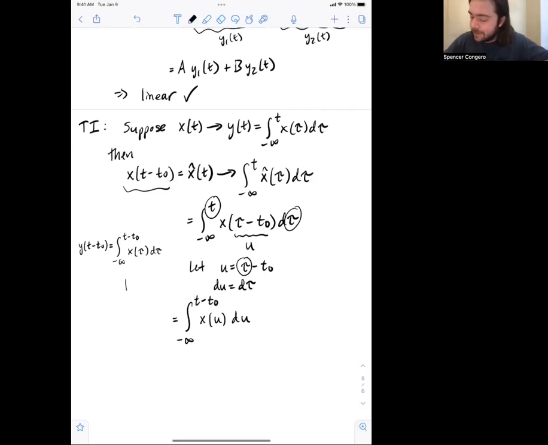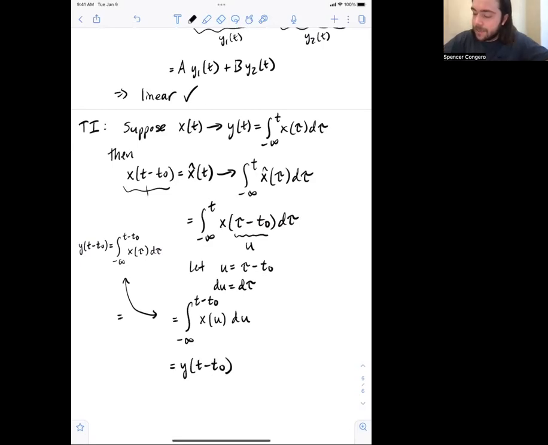Wait a second. Those two are actually equal now, right? Because the integration variable, who cares what we call that? It's called tau here, it's called u here. That doesn't matter, that's just a dummy variable. And you can see that those two functions are actually equal. So this equals y of t minus t naught.